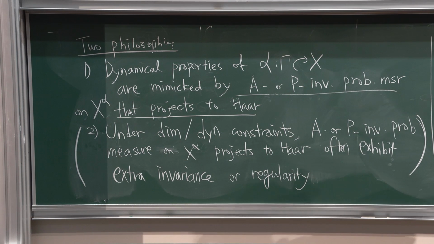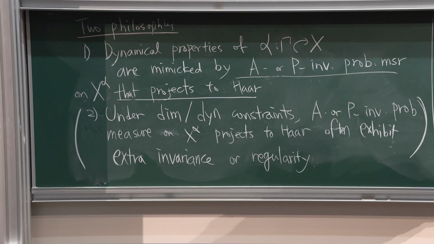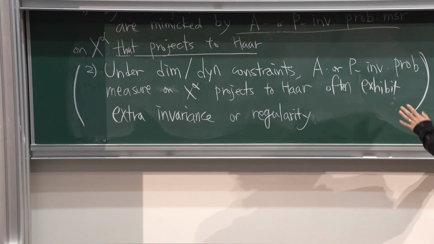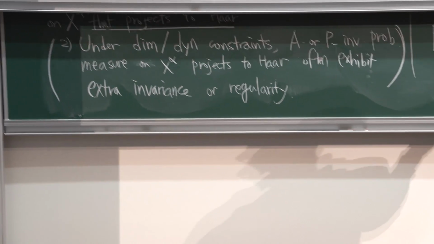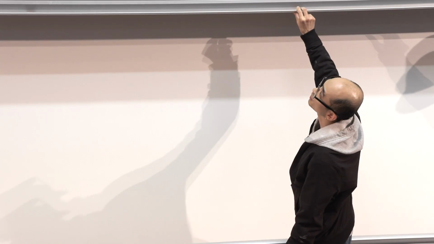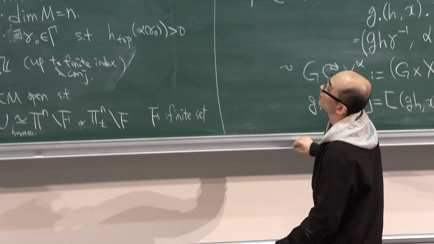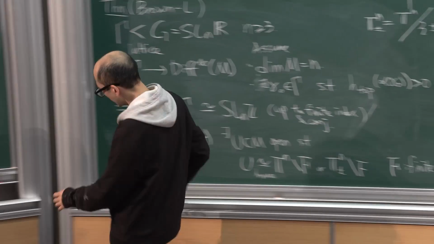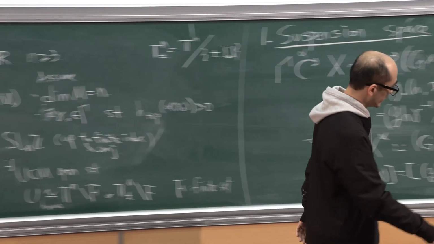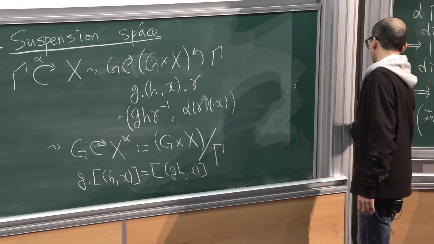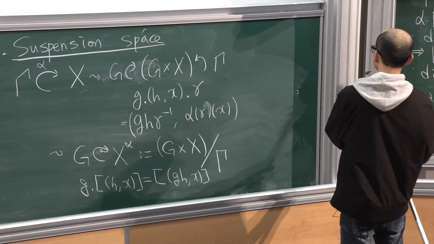Okay, so in order to explain what extra invariance really means, I need to start with some foliations, dynamically defined foliations or laminations. So let's see. Can I do this?